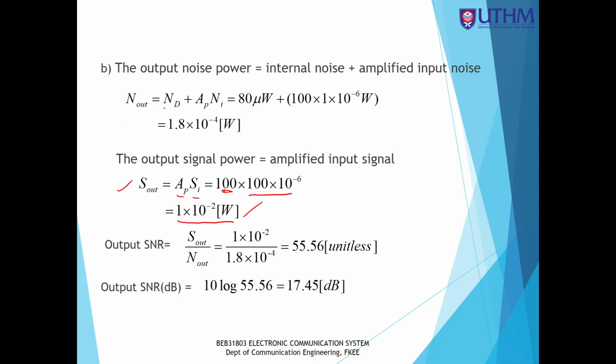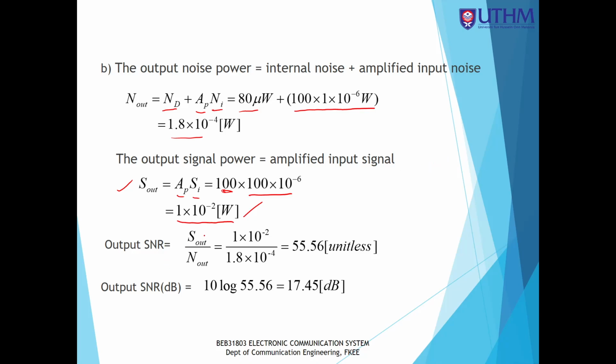Output noise is equal to internally generated noise plus N_O. N_O is gain multiplied with input noise. So therefore 80 micro internally generated noise plus gain multiplied with the input noise. So we get 1.8 multiplied with 10 power of minus 4 watt. Okay, so from here we can find the SNR.